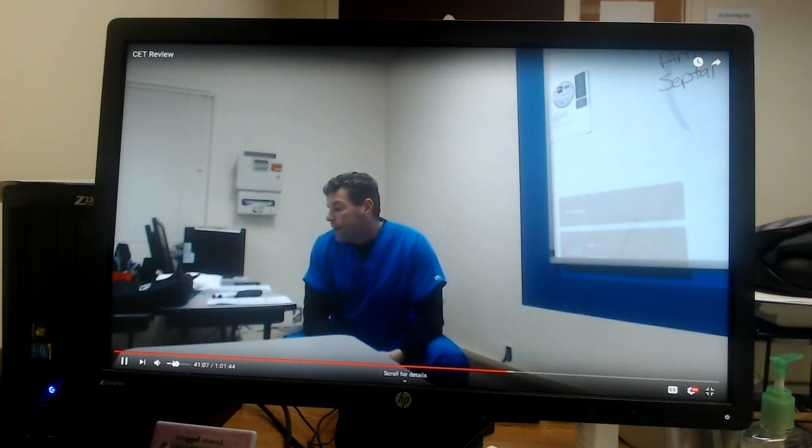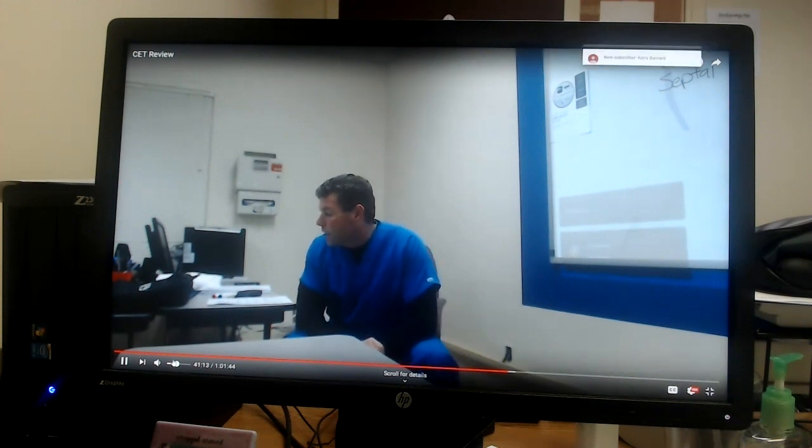74, an 80-year-old patient who has a history of Parkinson's disease is scheduled for a routine EKG. Which of the following artifacts will most likely be present on the EKG due to the client's condition? Somatic tremor, right, good.